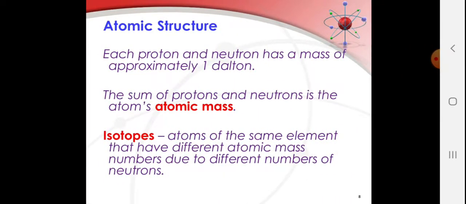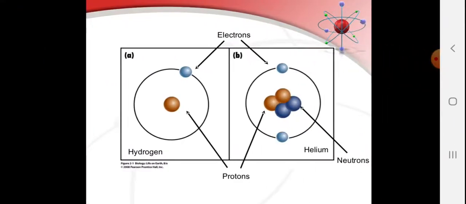Atomic structure. Each proton and neutron has a mass of approximately 1 Dalton. The sum of protons and neutrons is called atomic mass. What are isotopes? Atoms of the same element that have different atomic mass, that means the number of neutrons is different, but they have the same atomic number, that is the number of protons is the same, are called isotopes. Chlorine and hydrogen have 3 isotopes and 2 isotopes respectively.